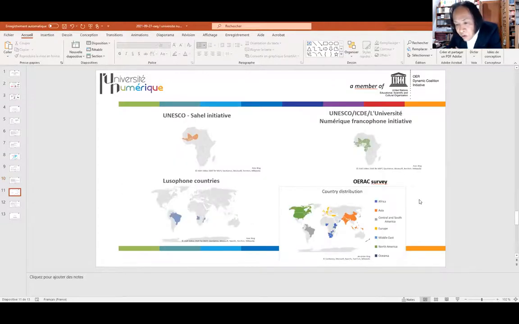If you look at the various initiatives we're working on, you can see that they represent various regional subsets. The UNESCO Sahel Initiative for four countries, a wider initiative for the Francophone world, Lusophone countries, with whom we work and who are also present in Africa, and also the great work done by the OER Advocacy Committee at ICDE, which nicely complements the countries we are already working on.